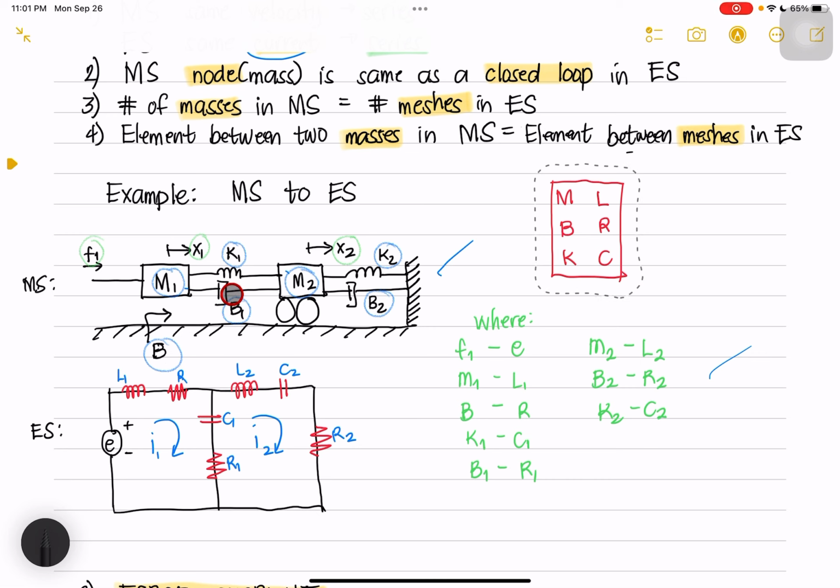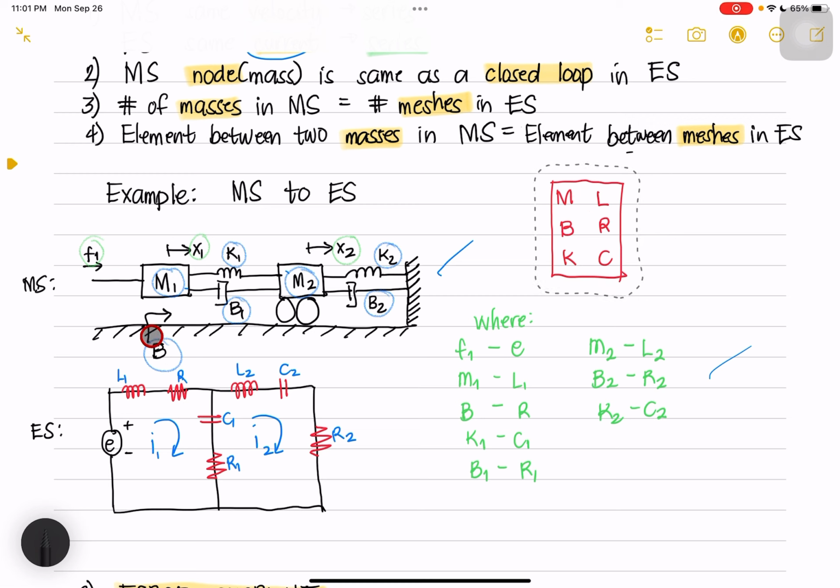So, K1, what is the equivalent of K? C. So, we put C1 here, between mesh 1 and mesh 2. Then B1, the equivalent of B is R. So, we need to put resistor 1 here. Okay? So, what about this one here? M, we will convert it to L. So, we will have a series L1 here.